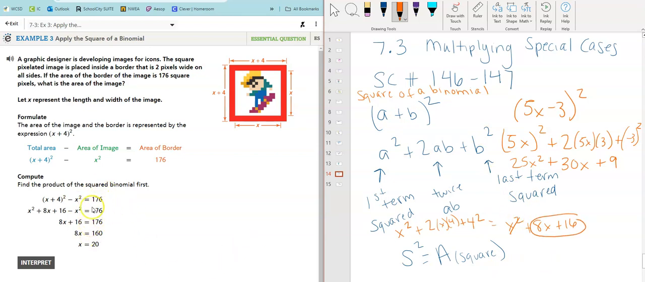Because we know the border area is 176, they set that equal to it, and they solved and got 20. So x, which is the image length, means it's a 20 by 20 image.